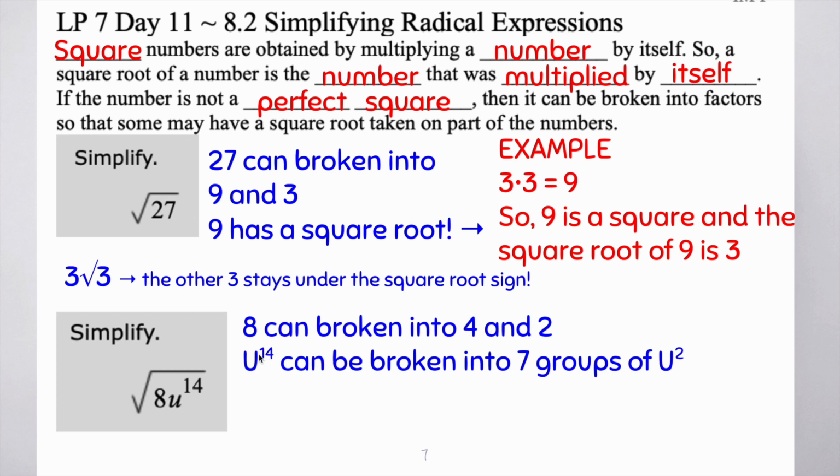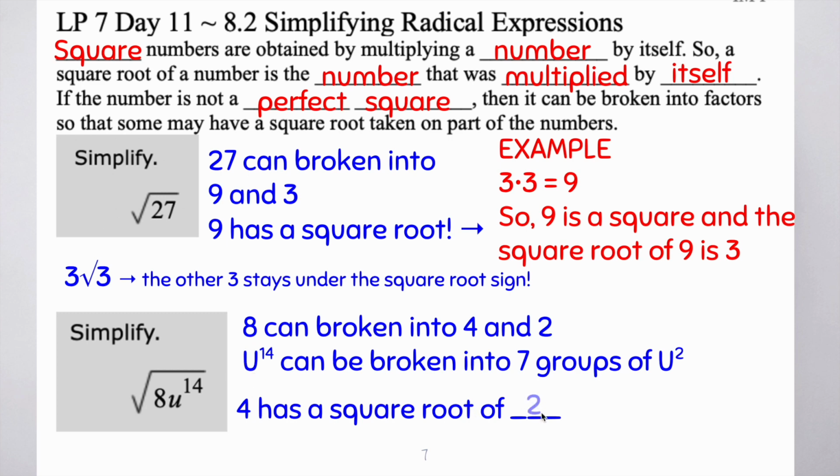Okay, u to the 14th can be broken into 7 groups of u squared. So when I'm dealing with a variable, I want to break it into the groups of what I'm looking for. If it's a square root, I'm looking for groups of 2. If it was a cube root, I'd be looking for groups of 3. If it were a fourth root, I'd be looking for groups of 4. So I want to break it into squares, so it can evenly be divided into 7 groups.